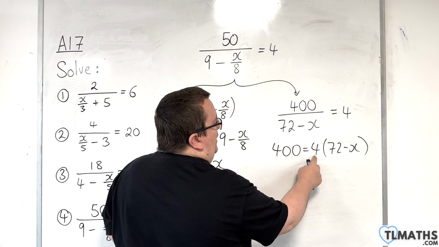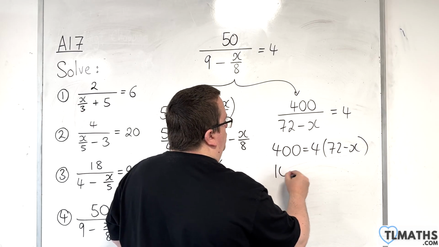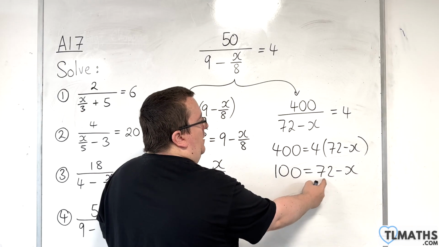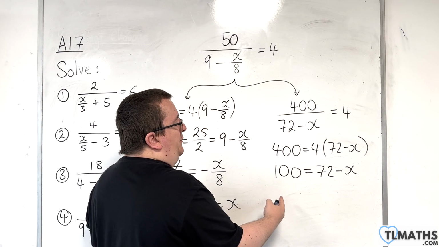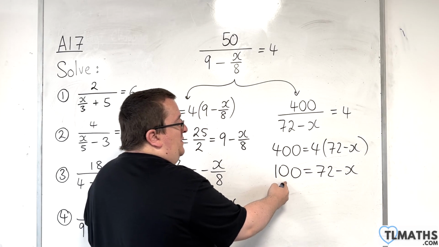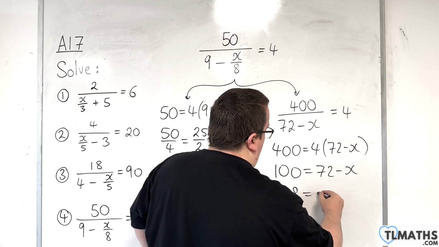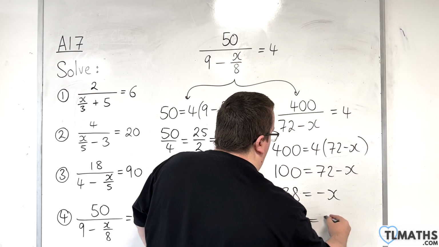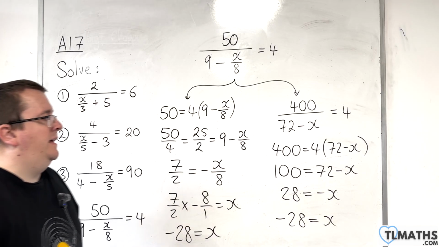We've got 4 times here, so let's divide both sides by 4. So that's 100 is 72 take away x. We've got a plus 72 here, so take 72 from both sides. 100 take away 72 is 28. And then multiply through by minus 1. And so x is equal to minus 28 is our answer.